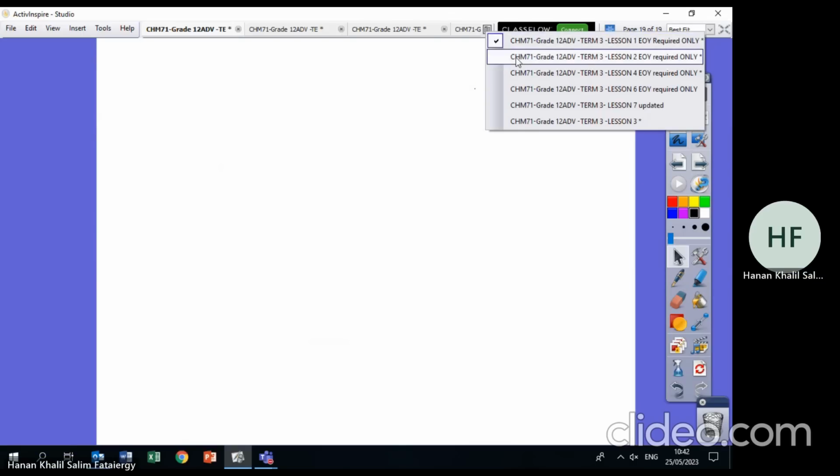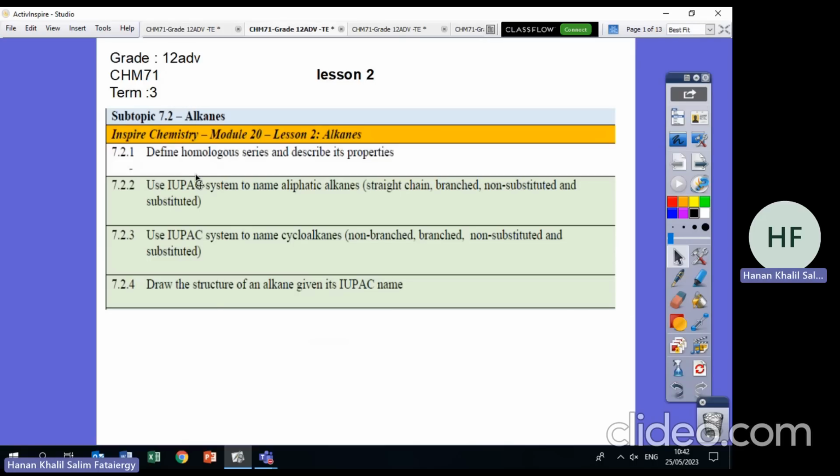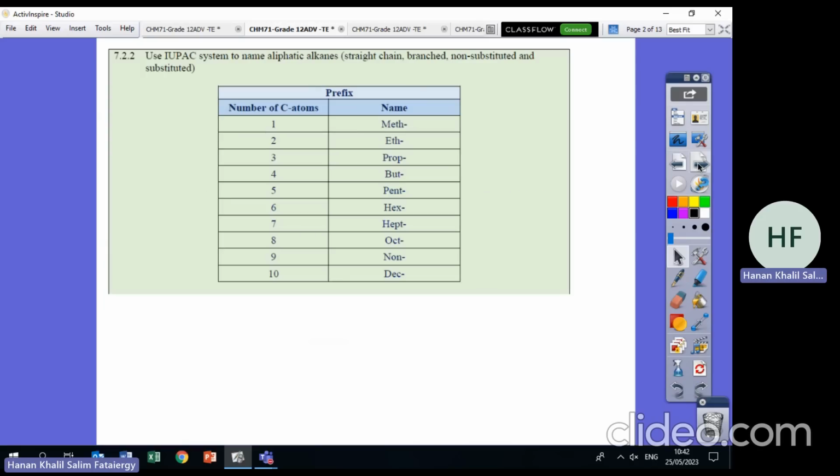Okay. Now in lesson 2, you need to know all these things. How do you name alkanes? Straight, branched, non-substituted, cycloalkanes, and you need to know the prefixes. Okay. Now, first of all, I want you to memorize these prefixes. These prefixes are used when we name the alkanes. Meth is 1, eth is 2, prop 3, but 4, 5, pent 6. If you don't memorize this, you will not be able to do well in your exam. Okay, so memorize these prefixes. This will help you to know the names.